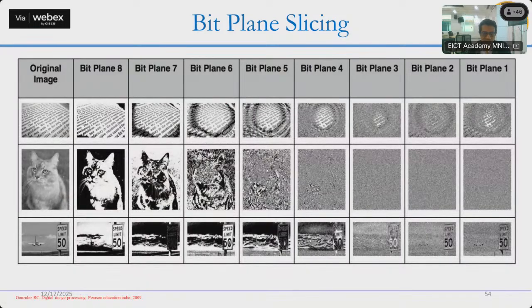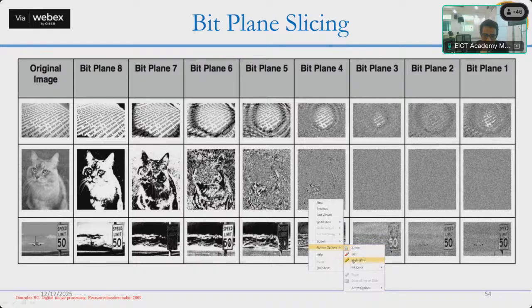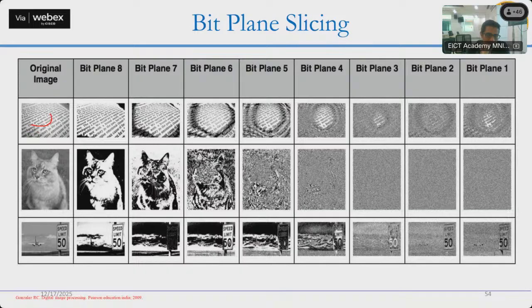You can see another image, another example. The original image is there. This is the original image, which is basically of some newspaper. In the newspaper, you can see this clipping. Now you notice it, and there is bit plane 8, which is with the MSB. In the MSB, are you able to read what is written here?